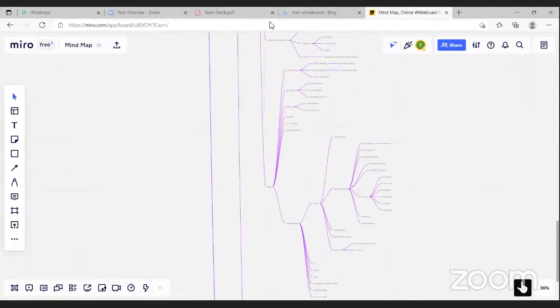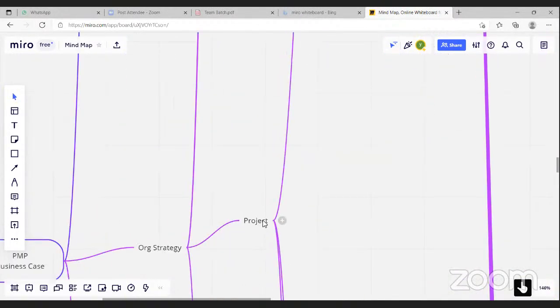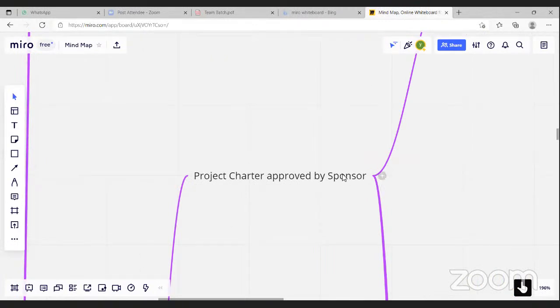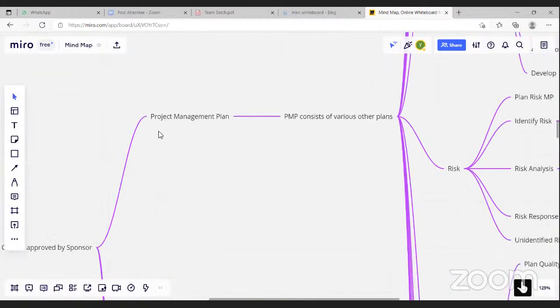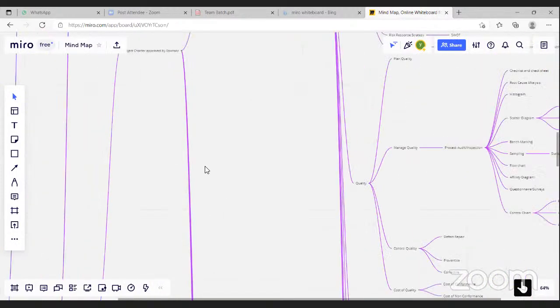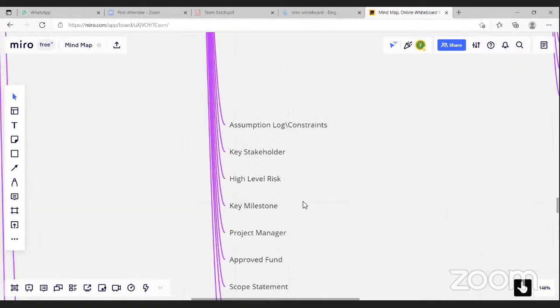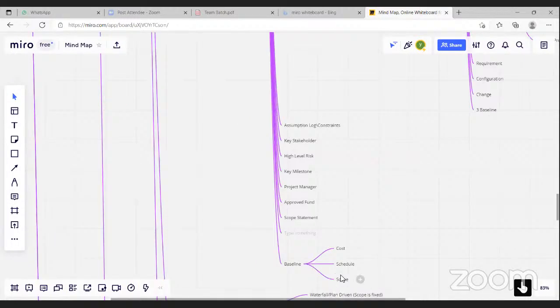Can we scroll up again, please? Let's go to the project. So we start with the project charter, which is approved by the sponsor. What's in the project charter? We have key milestones, high-level assumptions and constraints, and the key stakeholder list. The approved project manager is assigned here, and approved funding and the high-level scope statement are included.